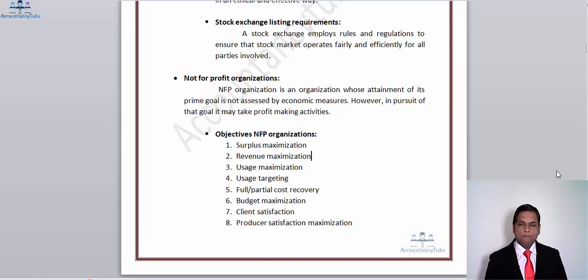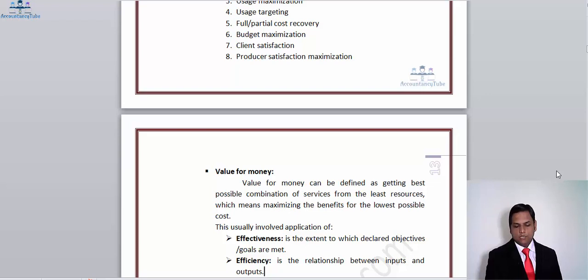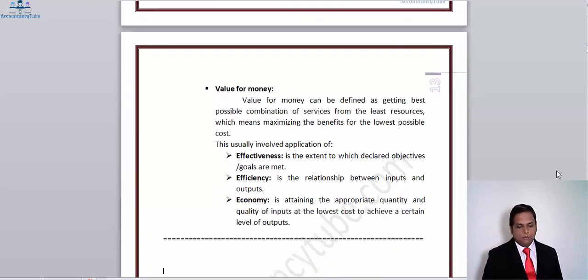After that, we have budget maximization, increasing the budget year by year for social welfare or schemes. After that, we have client satisfaction. All the stakeholders and trustees of not-for-profit organizations need to be kept satisfied. If they do not see their funds benefiting society, they might not be encouraged to keep on funding the organization. Then, produce satisfaction maximization. Again, the students getting the education should be satisfied with the quality of it being provided.